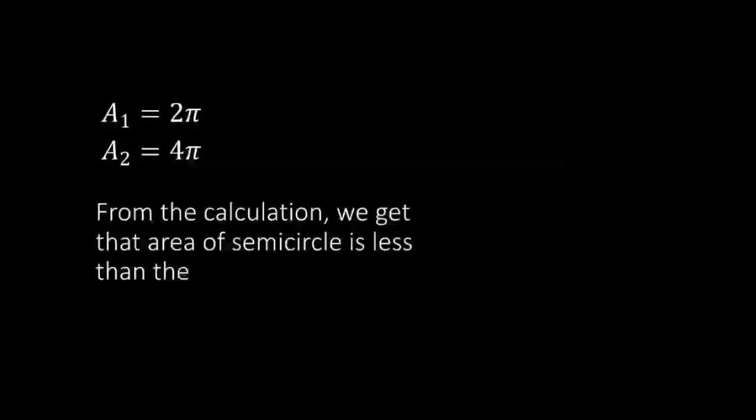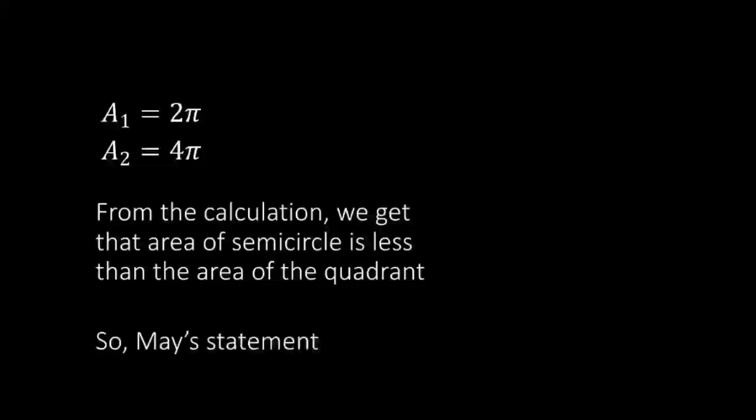In the first shape, the area is 2π, and in the second shape, the area is 4π. From the calculation above, we get that the area of the semicircle is less than the area of the quadrant. So, Mia's statement was correct.